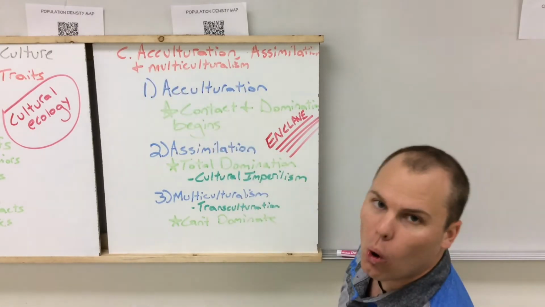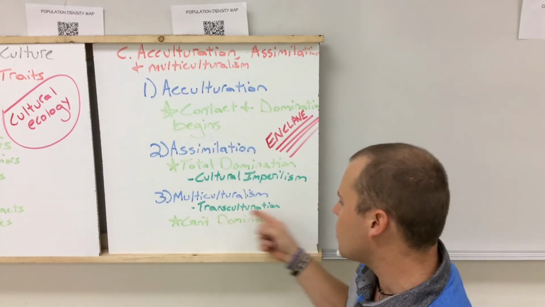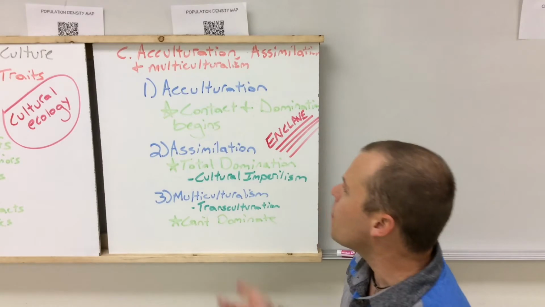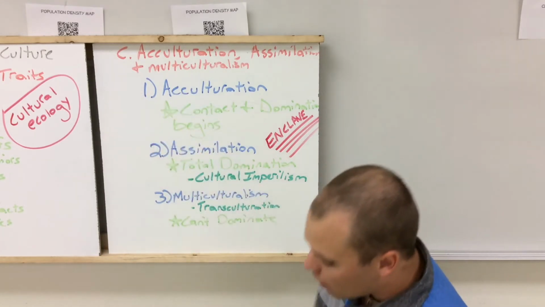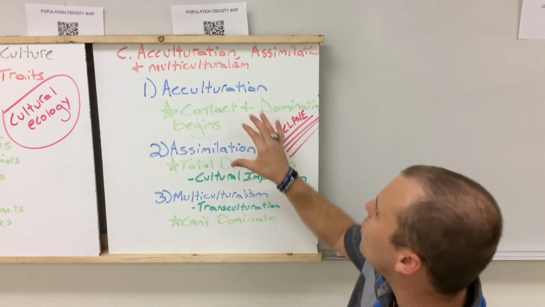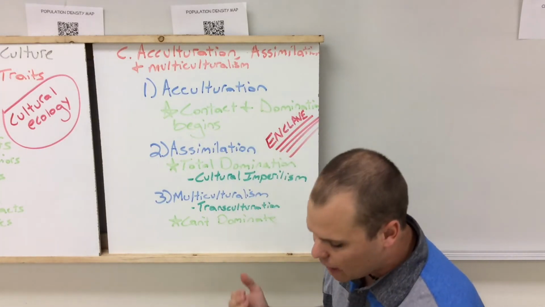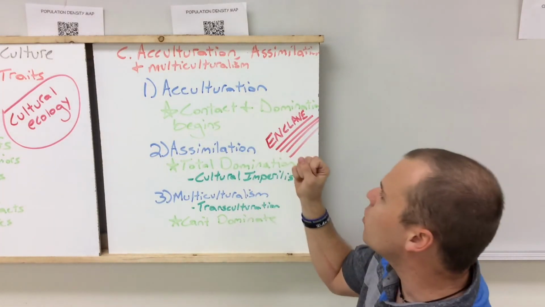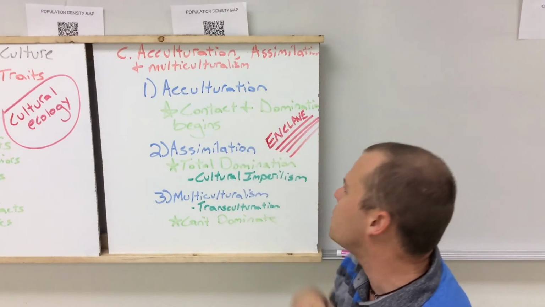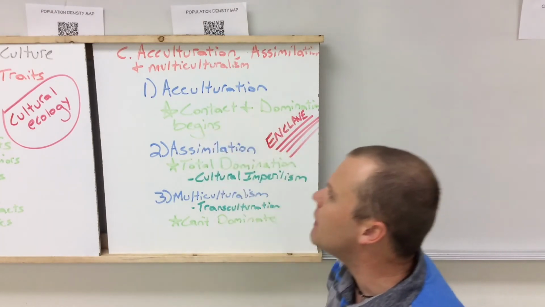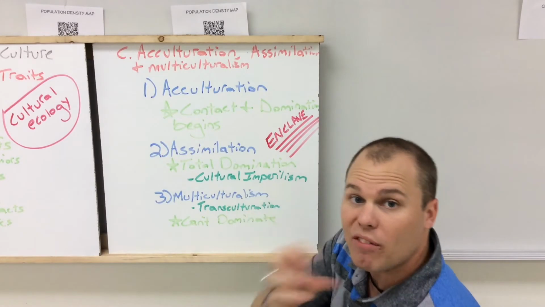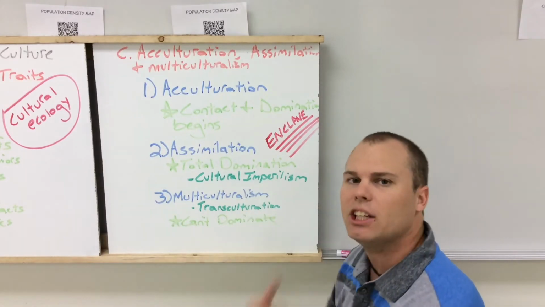And then multiculturalism, which is also known as transculturation. It's the same thing. Now, the first, acculturation, deals with when a culture comes into contact with another culture. One of those cultures oftentimes starts to dominate the other. Domination begins. So my definition here is we have contact with other cultures and the domination begins.